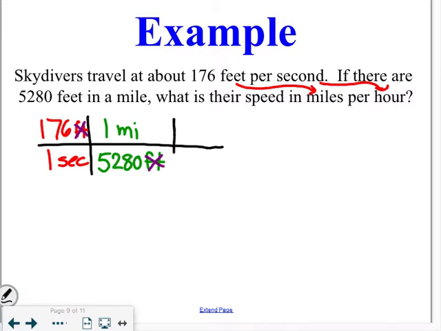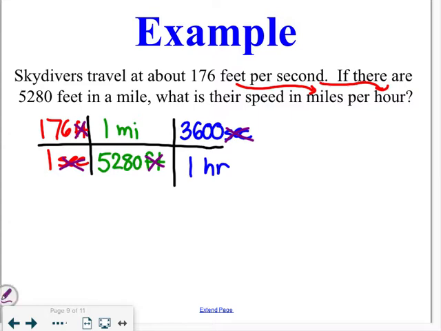Then I'm going to add on a second part to my conversion. I also need to get my seconds into hours. If you looked at the top of the chart, there are 3,600 seconds in 1 hour. So I'm going to put the 3,600 seconds over the 1 hour. Again, we have our units diagonal from each other so that they can cancel out. Even though that unit of length conversion is in between, I can still be using the seconds to hours, canceling those out diagonally.